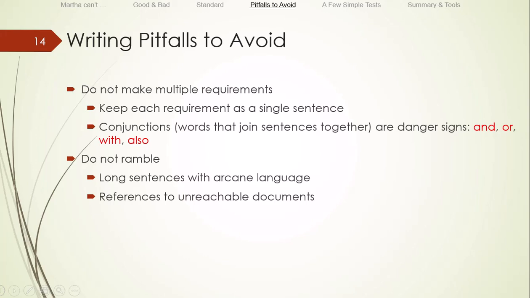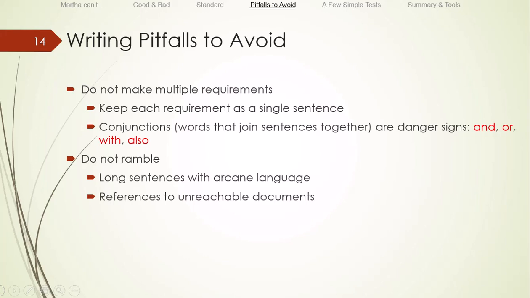Conjunctions, which join sentences together, are dangerous, such as and, or, with, also. For example, if you are writing, user needs this requirement along with this and this or this also this. So these are bad words.